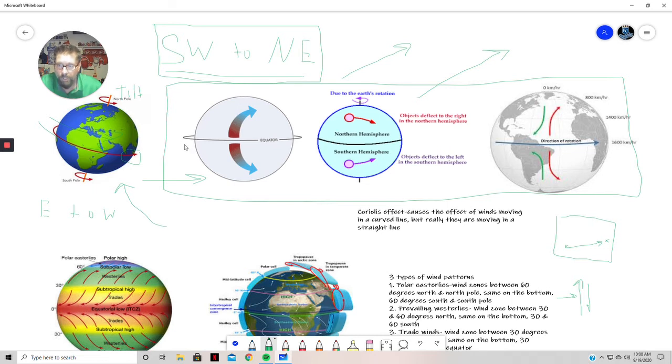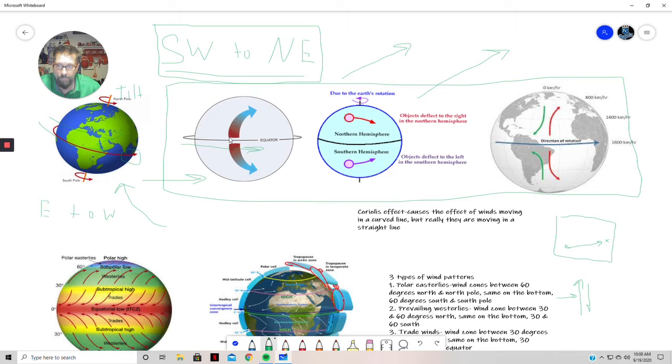So because we are spinning in this manner, as air moves away from the equator, you have to think about the idea of convection. The idea of convection is that warm air rises and pushes out, away from there, moving away from the equator at that point in time.